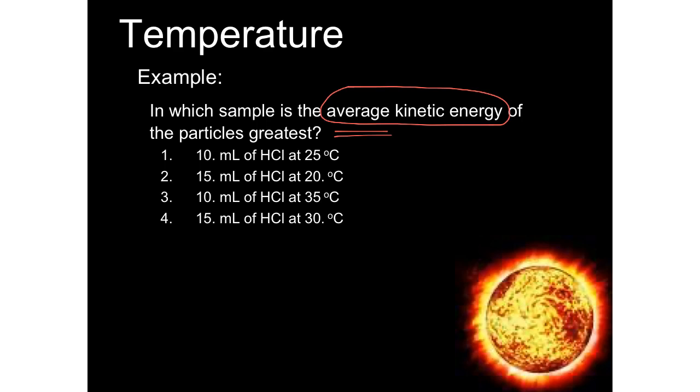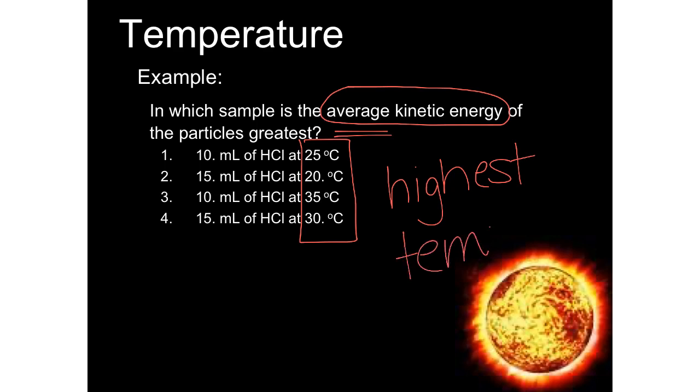So highest average kinetic energy, the only thing that we care about is temperature. Highest kinetic energy means particles moving the fastest. So you just want to pick whichever one has the highest temperature. The highest temperature would be 35 degrees Celsius. So that would be our answer.